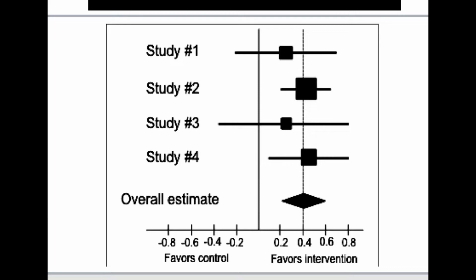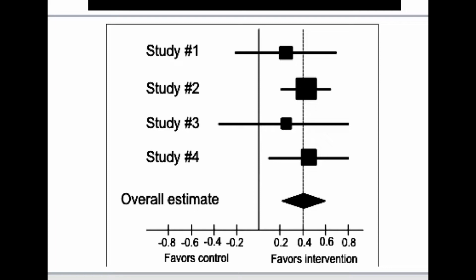If you can see here, study 1 and study 3 are crossing the line of no effect, so they are statistically insignificant. We shouldn't cross this line. We have to be on either side of this line, but if we cross it, that means the study is not statistically significant.